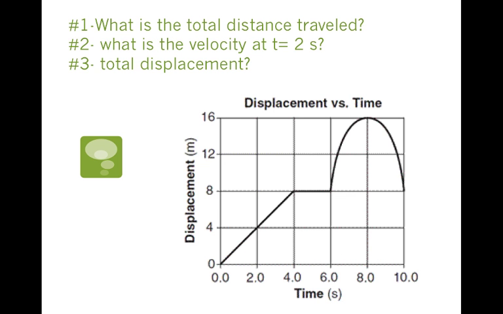Number 3, total displacement. This graph shows the displacement, so my total displacement is just where it ends, so I just read straight over, and it is 8. Questions on number 3? It's just 8 meters. This shows displacement. This is my total time. I just go up, hit where the graph is, total displacement.